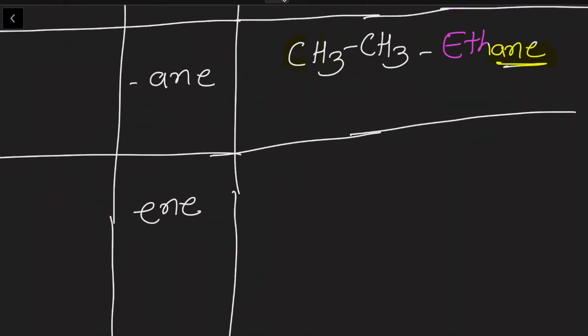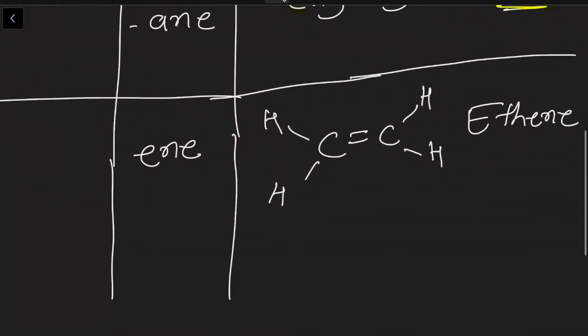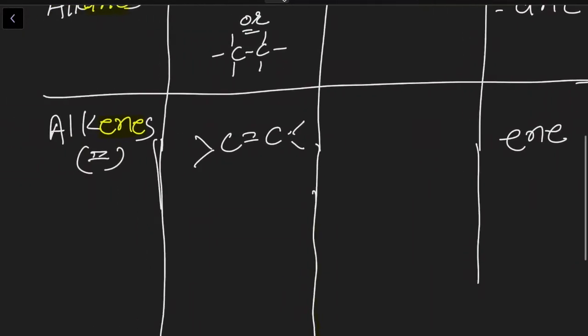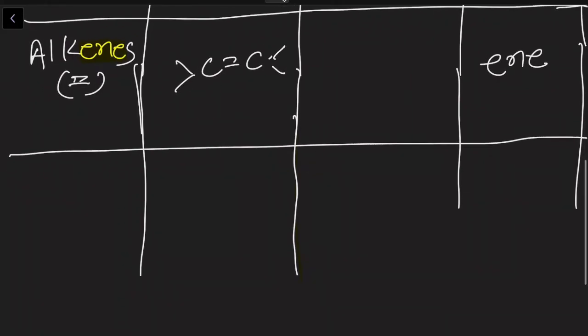And so let's name it the same way. We'll use 2 carbons, H, H, H, and H, and we will call it ethene instead of ethane. All right, the next class we are going to learn is alkynes.